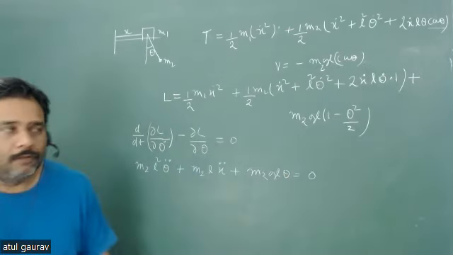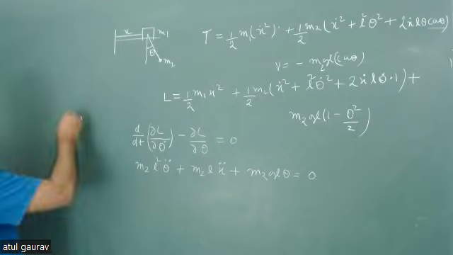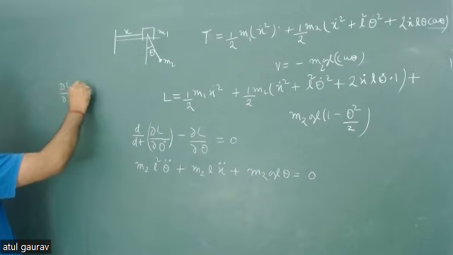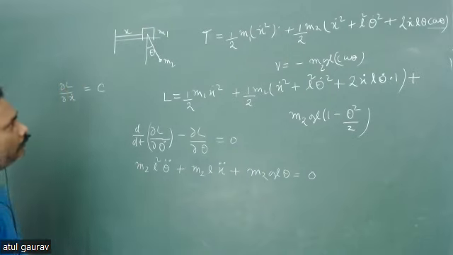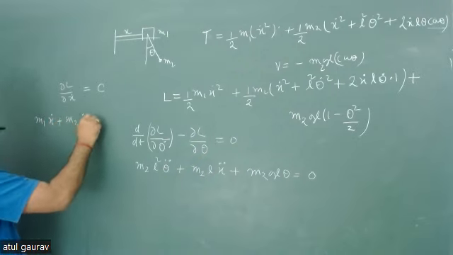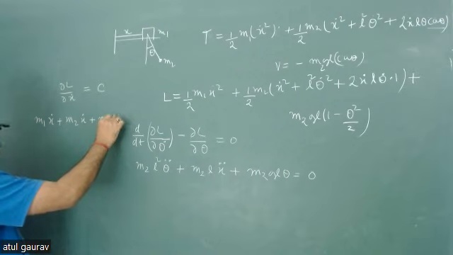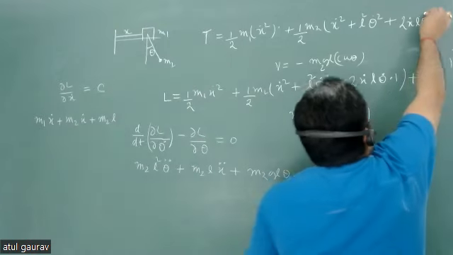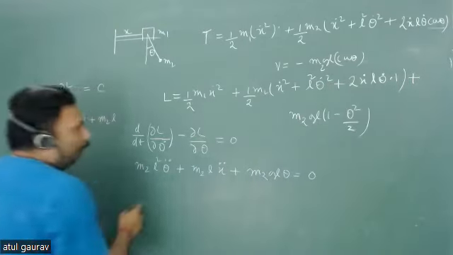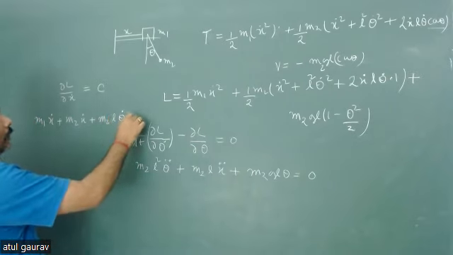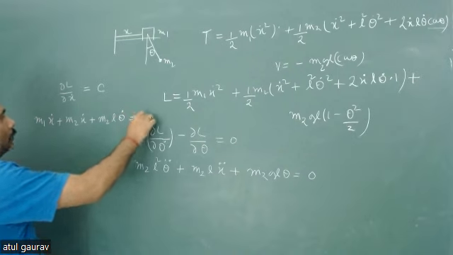So obviously we know that x is a cyclic coordinate. So we have del L upon del x dot is some constant. And when we have this particular thing, then we have m1 x dot plus m2 x dot plus m2 L theta dot, okay? Not theta, this is theta dot. So m2 L theta dot must be equal to some constant.